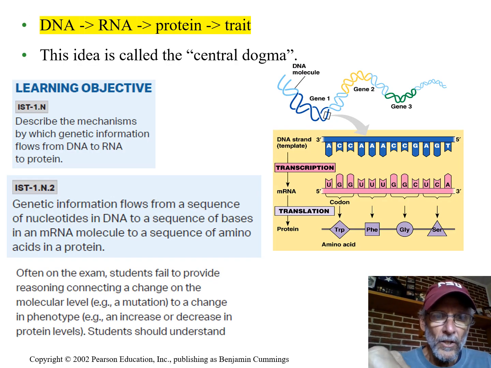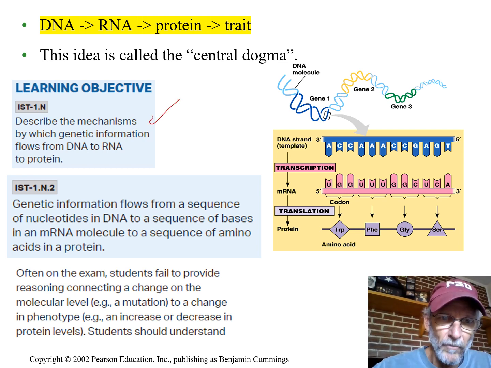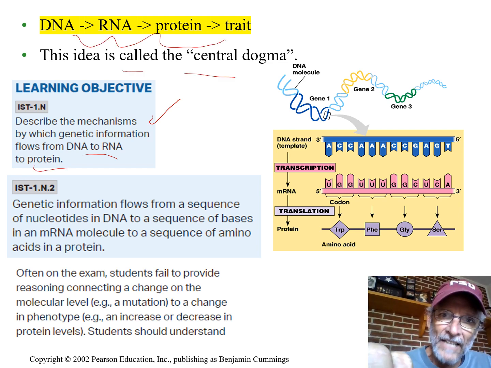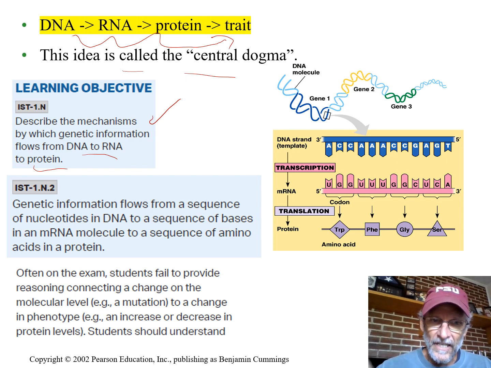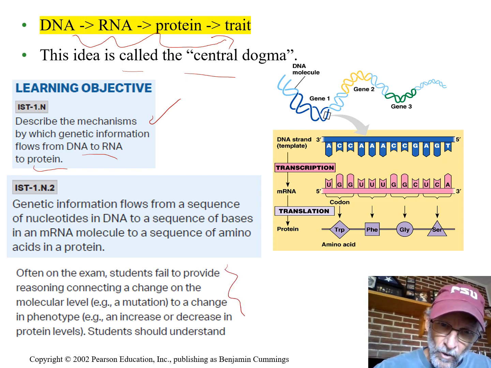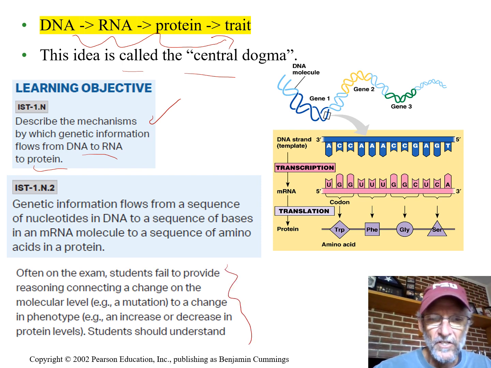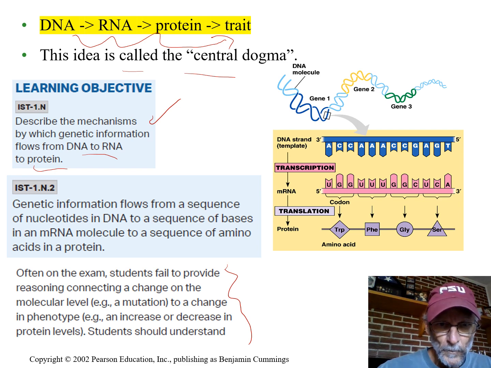So learning objective. Describe the mechanisms by which genetic information flows from DNA to RNA to protein. That's the central dogma, right? But you got to add trait here. That's a key thing. See what it says here, right? This isn't in the blue box. These are one of these suggestions, kind of hints like the misconception sheets that you need to read, right?